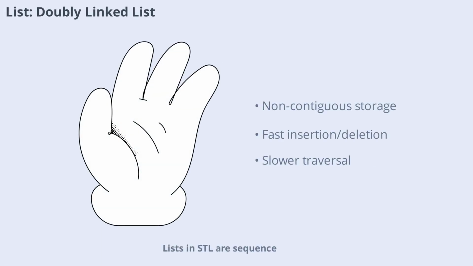Lists in STL are sequence containers that allow non-contiguous memory allocation. They are typically implemented as doubly linked lists, making insertion and deletion fast once a position is found. However, traversal is slower compared to vectors. Lists are perfect for scenarios where you need frequent insertions and deletions at arbitrary positions.